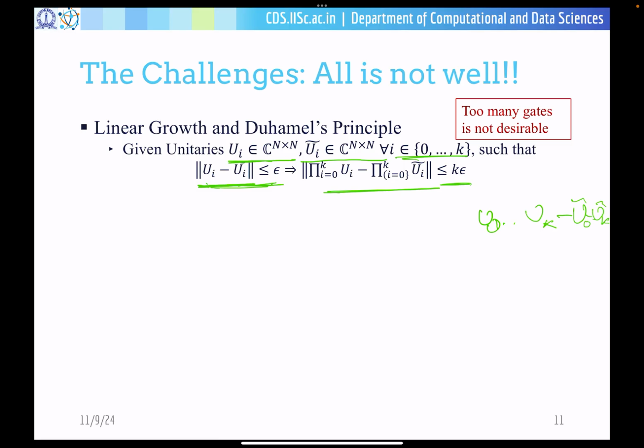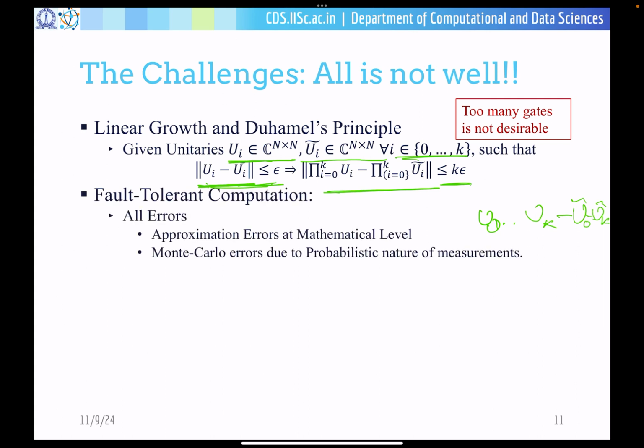That means the growth is linear, which is a good thing, but there is a growth that's also a bad thing. So too many gates is not desirable. In other words, the statement says simply that too many gates is not desirable because the error grows linearly.